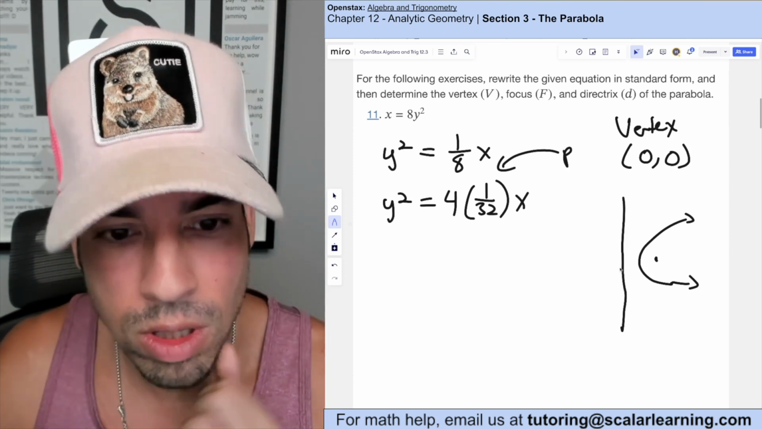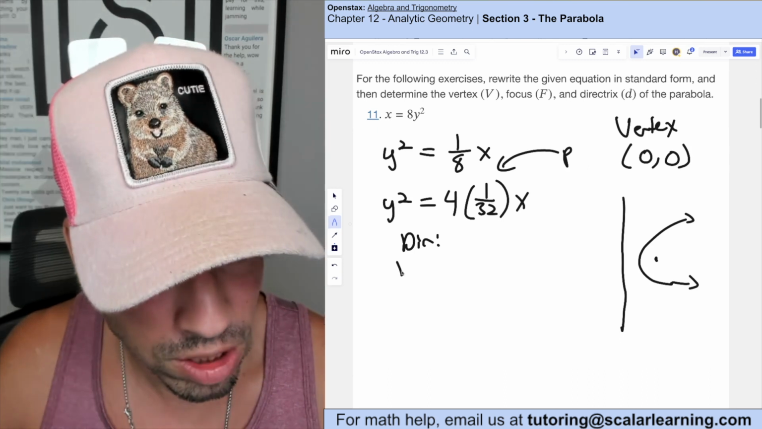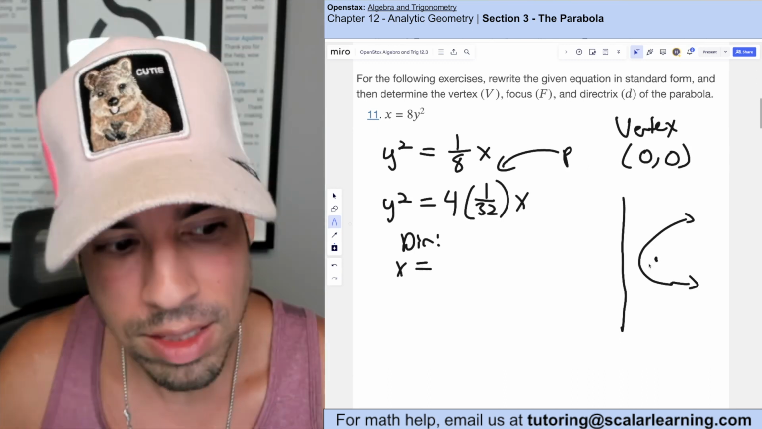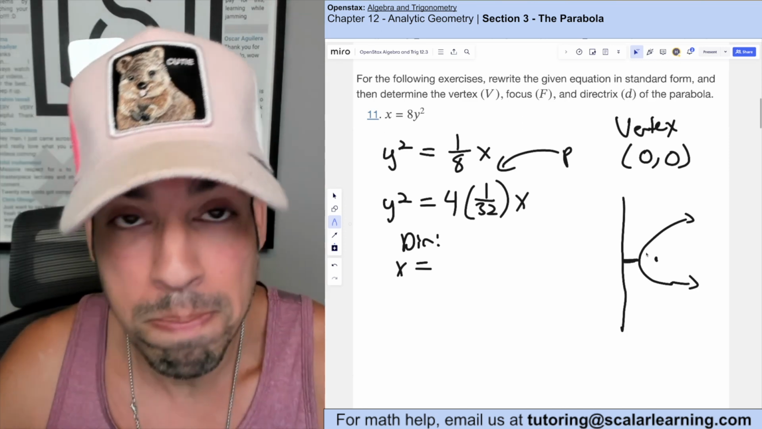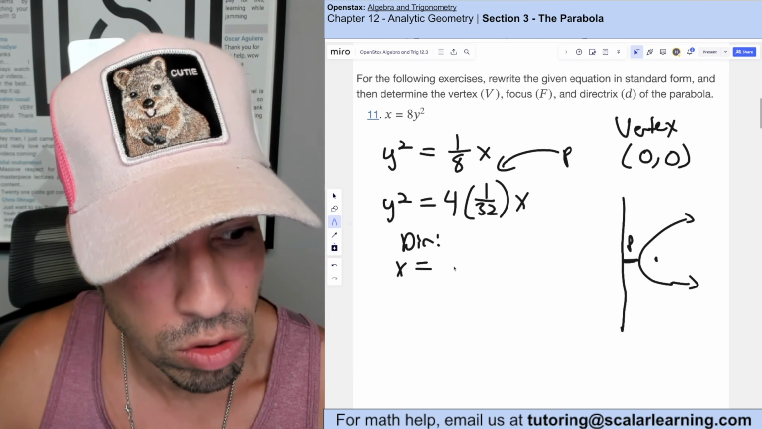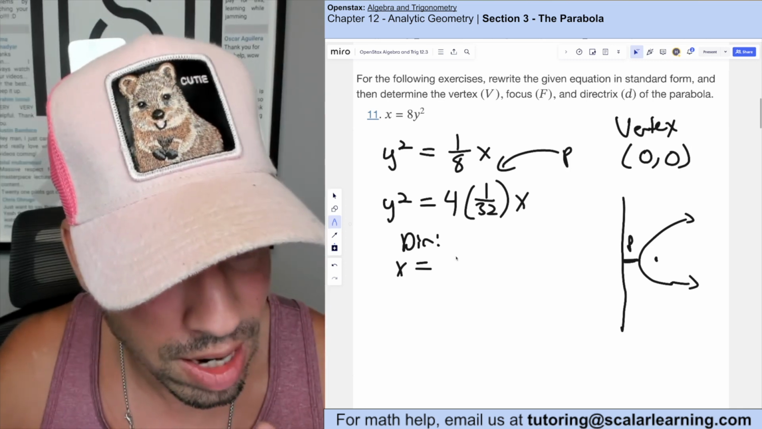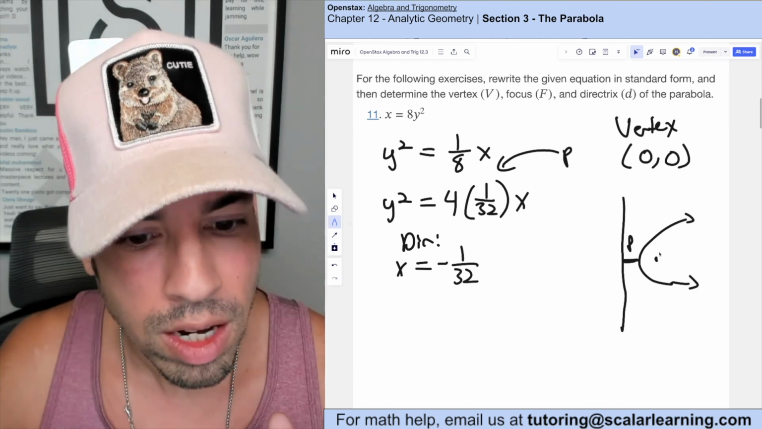And what is that? That is a vertical line. So I already know from my directrix, I need a vertical line, which is x equals something. And then to get that value, we have to look at our p-value and say, oh, we went backwards that amount, whatever that p-value is. And the p-value we said is 1/32, which means the directrix is x equals -1/32.